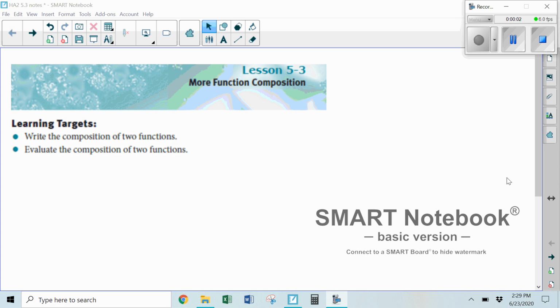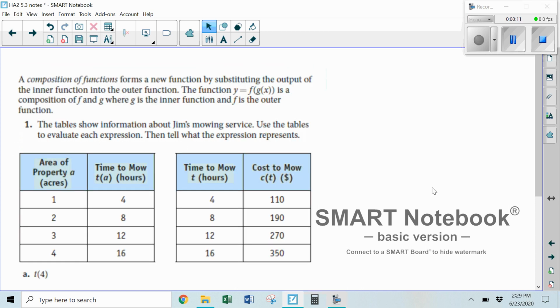Today is section 5.3, and we're doing more with the acres problem in the mowing. So let's go ahead and get started on page 84. It says a composition of functions forms a new function by substituting the output of the inner function into the outer function. The function y equals f of g of x is a composite of f and g, where g is the inner function and f is the outer function.